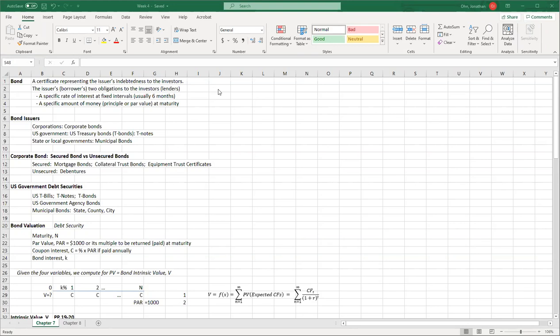Under bond: a certificate representing the issuer's indebtedness to the investors. The issuers, the borrowers, have two obligations to the investors, the lenders: a specific rate of interest at fixed intervals, usually 6 months, and a specific amount of money, the principal or par value, at maturity.